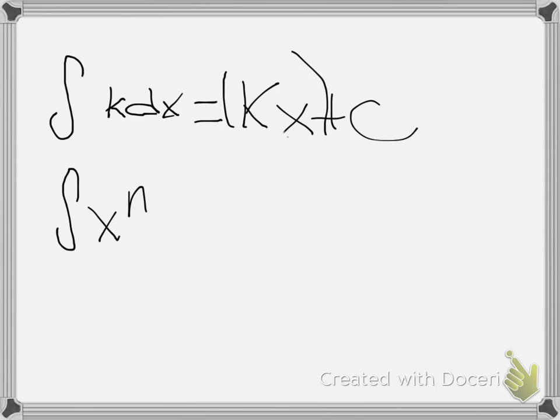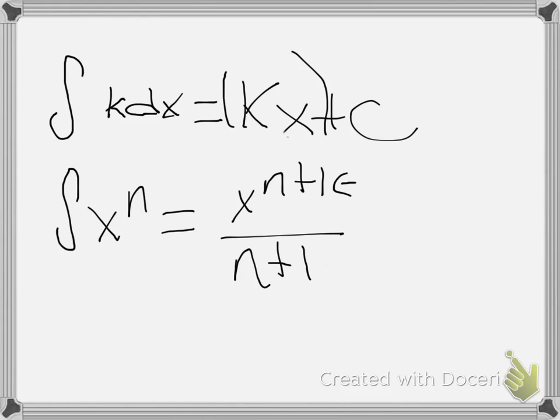X to the nth power turns into x to the nth power plus 1 divided by n plus 1. Instead of 1 being subtracted up here, it is being added, and instead of it being multiplied out into the front, it is being divided.